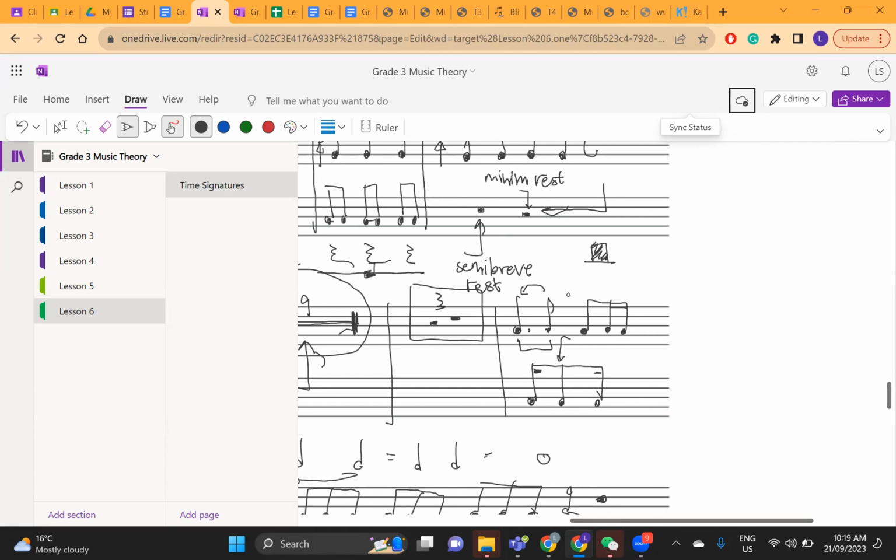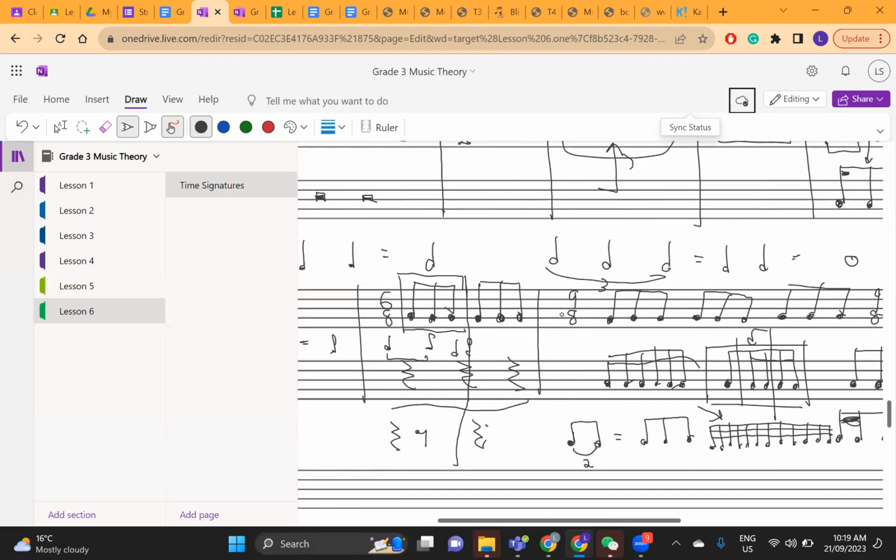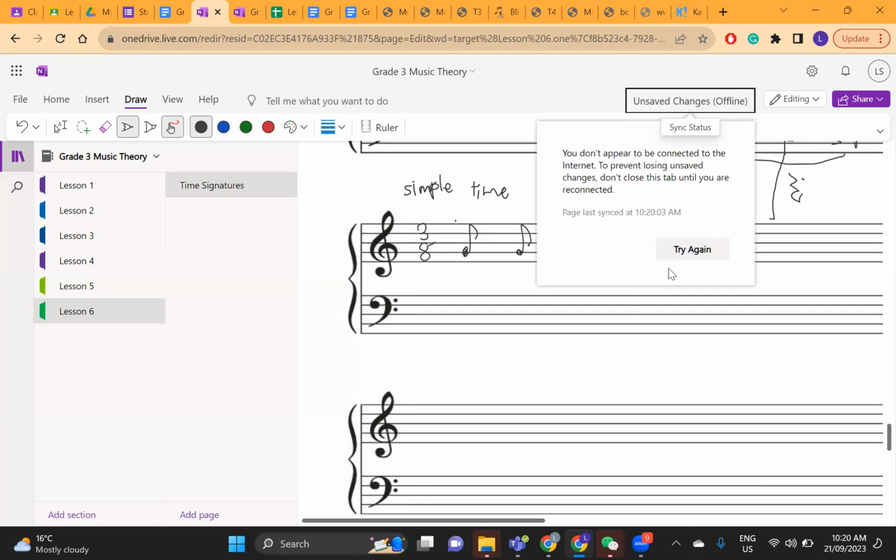Okay, so here, you would expect 6/8 and 9/8 to be compound time. So you also need to know 3/8. Do you think it's in compound time or it's actually in simple time? 3/8 is simple time. It is actually just 3 quavers. So it's like 3/4 and 3/2, but it's shorter and it's in quavers.